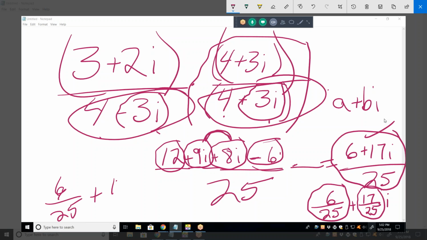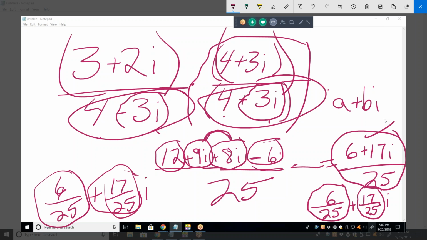plus 17/25 I. And then make sure this I is not in the denominator. In other words, there's A, there is B. Actually, there is B, plus 17/25. Okay, and neither one of those can be simplified. You can't simplify 6/25. You can't simplify 17/25. So that's my final answer to this problem.